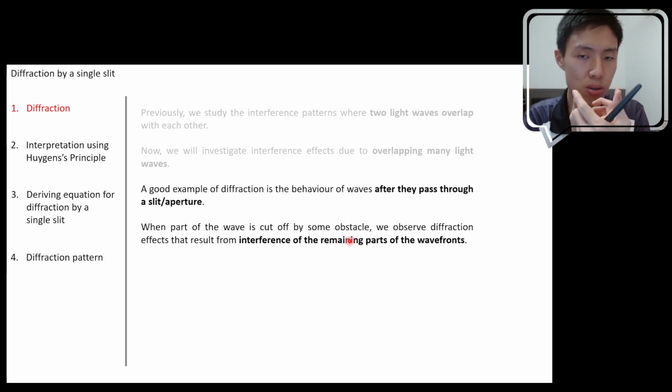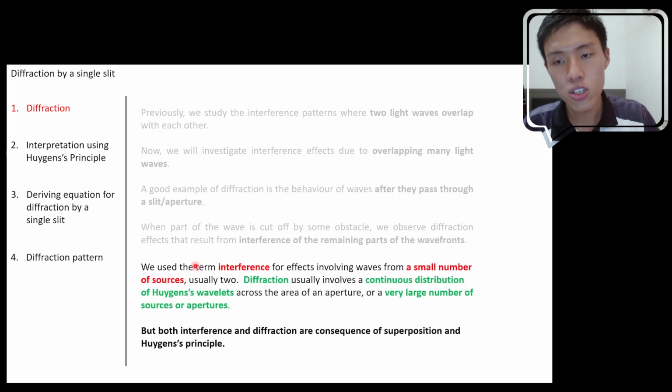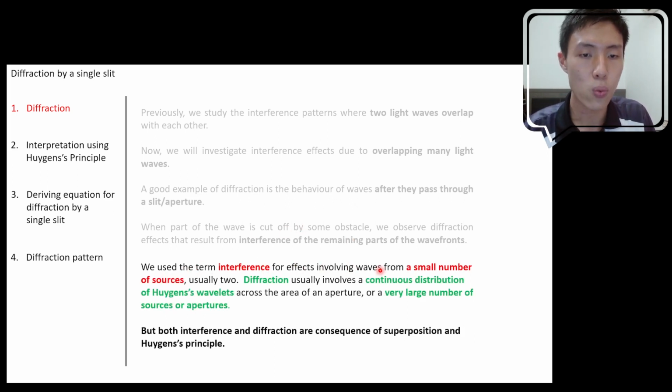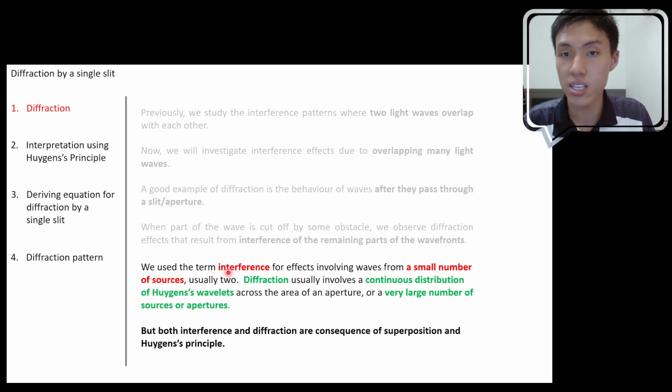So this small piece of wavefront, they will undergo interference with each other, and that effect causes diffraction. Okay, so we use the term interference for effects involving waves from a small number of sources. Like in the previous two sections, for thin film it is only two reflected light, for double slit it is only two transmitted light. So usually it's a small number of sources, usually two.